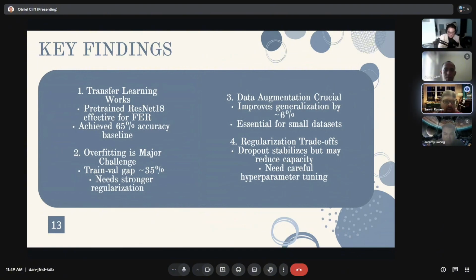Thanks, Josh. Key findings. First, transfer learning works. The pretrained ResNet 18 is effective for FER, achieving 65% accuracy at baseline. Second, overfitting is a major challenge. The train gap of 35% needs stronger regularization. Third, data augmentation is crucial, improving generalization by 6%, and is essential for small datasets. Fourth, regularization trade-offs: dropout stabilizes training but may reduce capacity, so we need careful hyperparameter tuning.